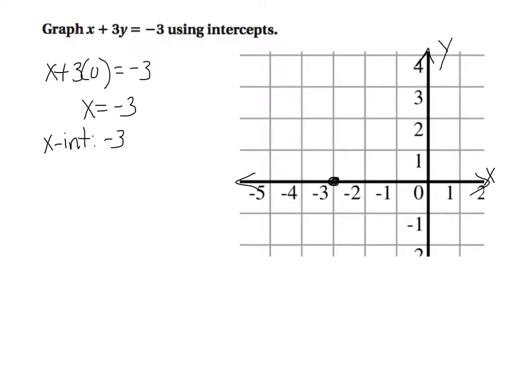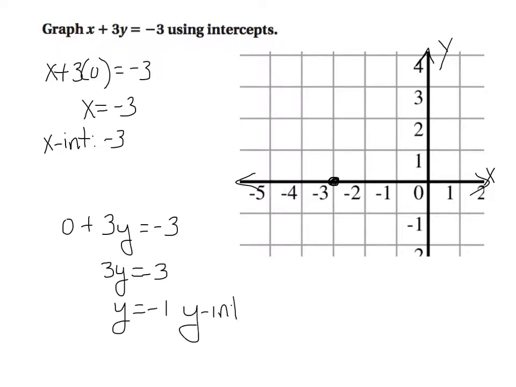To find my y-intercept, what do I do? Good. I plug in 0 for x. So I get 3y equals -3. Divide both sides by 3, I get -1. My y-intercept is -1.